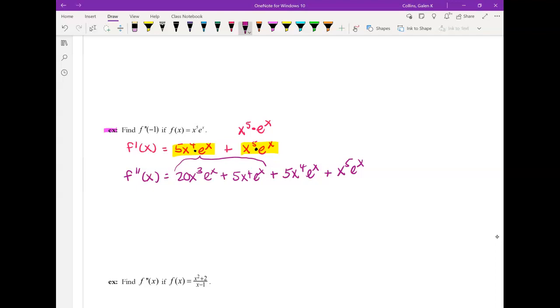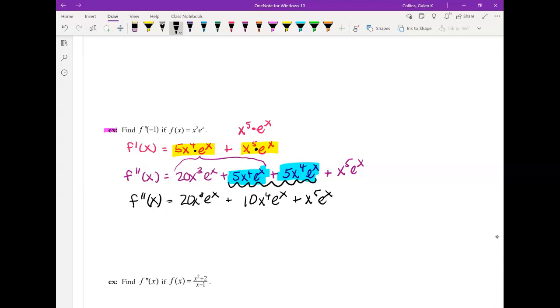Lastly, if we can, we might be able to combine like terms here, and I think I see a place where we can do that. Both factors of the term have to be exactly the same. So we could rewrite this as 20x cubed e to the x plus 10x to the 4th e to the x. So when I say combine like terms, we can combine 5x to the 4th e to the x plus 5x to the 4th e to the x. And then lastly, we still have x to the 5th e to the x. So these are the only two we can combine because both the e to the x factor and the x to the fourth factor are the same.